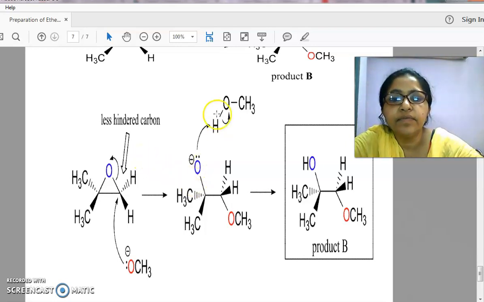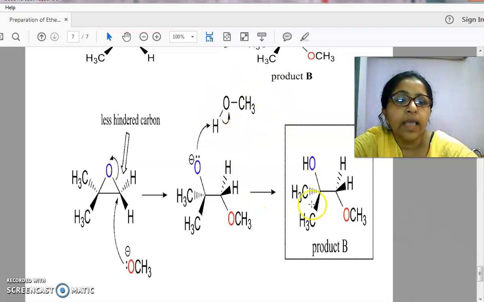Okay, so this is coming and attacking, therefore immediately this will break. O minus is forming. This O minus will then take this H from the methanol or the alcohol, and it gives you a different product. So this ether is different, whereas the other ether is different.